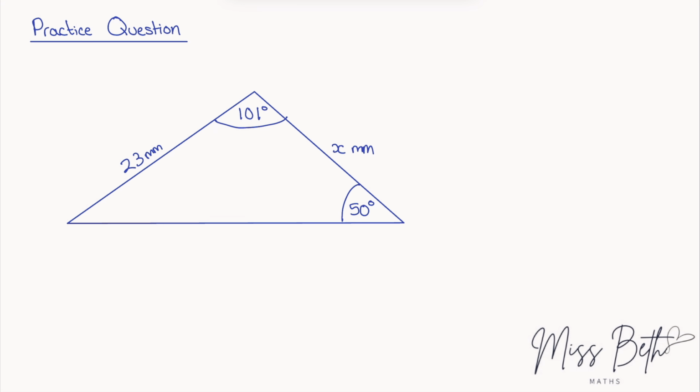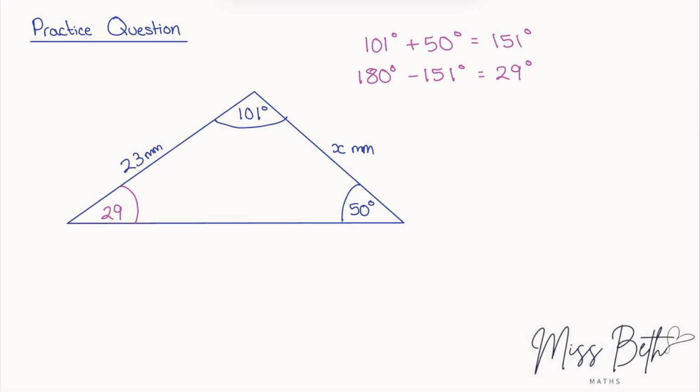Okay, so to work through the solution for this, the first thing I want to do here is find out my missing angle. So I've got 101 degrees, I've got 50 degrees. It gives me a total of 151 degrees. I know angles in a triangle sum to 180. So 180 take away 151 leaves me with 29 degrees. So let's fill in this angle here. We know that that's 29 degrees.